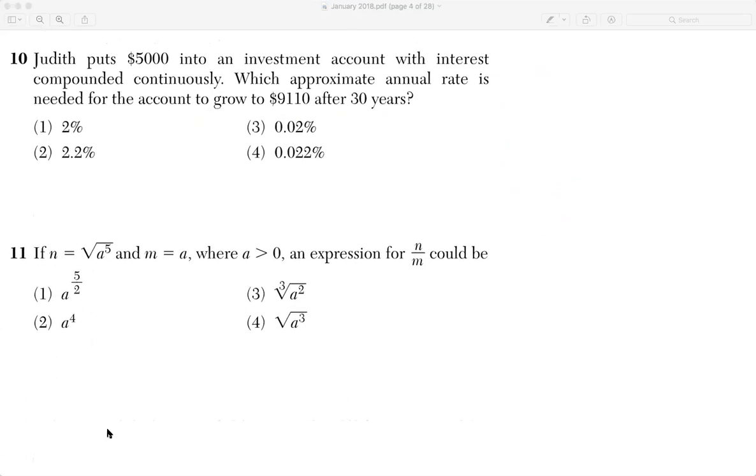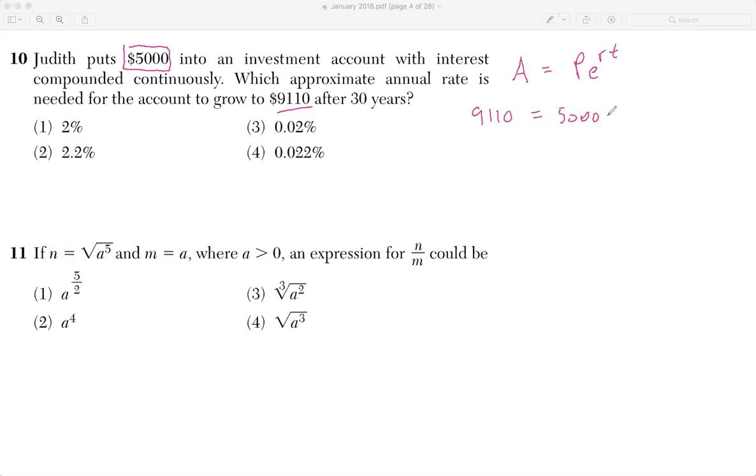Okay, Judith puts $5,000 in an investment account with interest compounded continuously. Which approximate annual rate is needed for the account to grow to this much after 30 years? There is a formula that you will learn. A equals P E to the R T. A in this case is 9,110, the total amount. P stands for principal. Principal in investing is the initial amount of money that you invest.